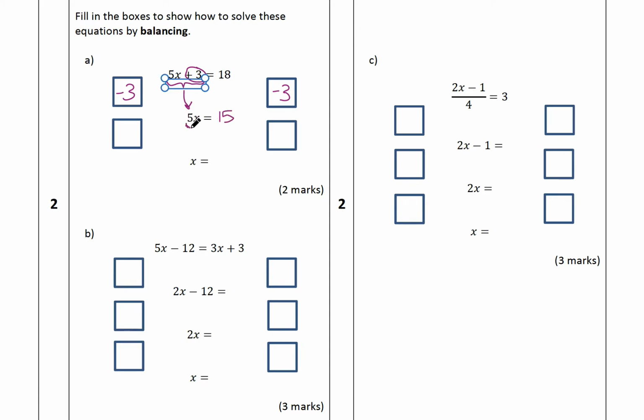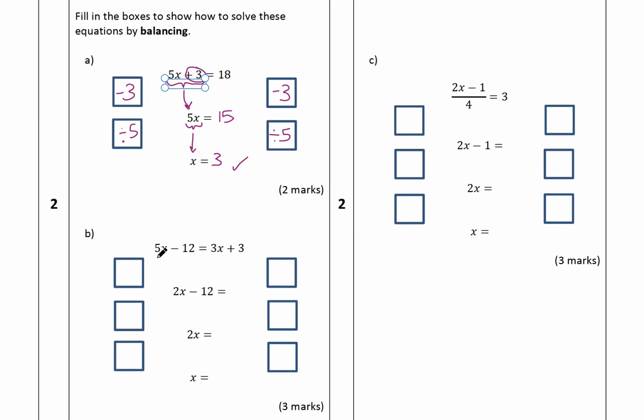Then what has happened to turn 5x into just 1x? We have divided by 5. And if we do so on the right hand side as well, 15 divided by 5 leaves us 3. And the great thing about equations is that you can always substitute back in your answer to check whether you got it right. 5 times 3 would be 15, plus 3 is equal to 18. So we know it's right.